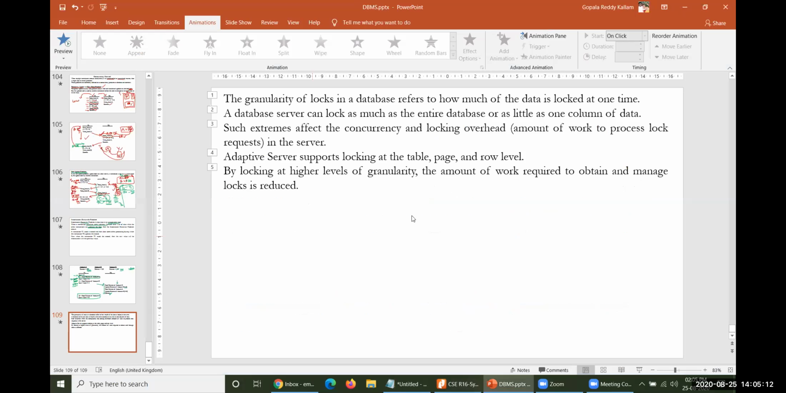Now, granularity in the sense, this could be implemented only with applying a lock.